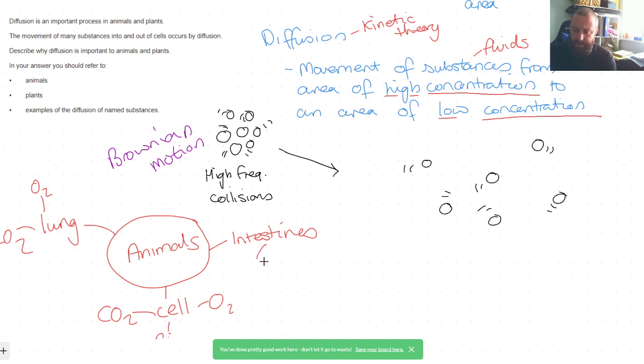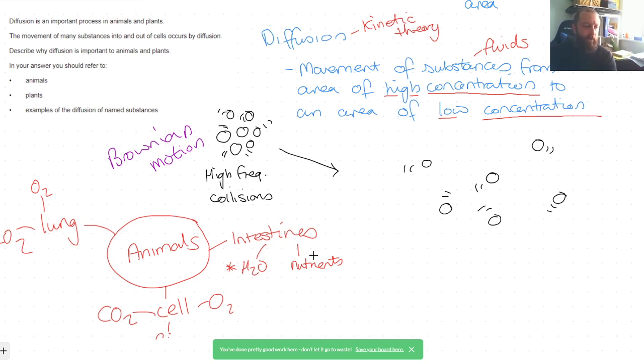In the intestine, we're going to have other substances. Now, I'm going to put water with a star next to it, because that's going to be mainly osmosis when we get to it, but it is related. We are going to have nutrients. So we are going to have some of our food types.